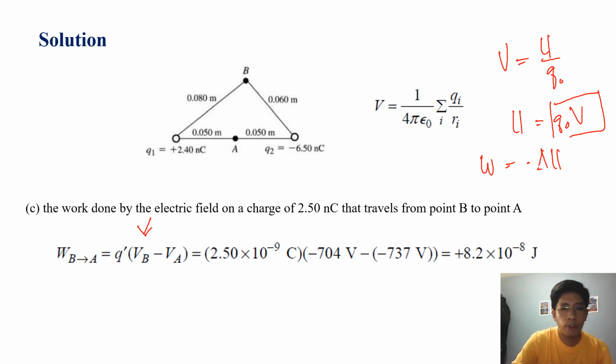So you have the work from B to A is equal to your Q prime, which is equal to 2.50 nanocoulombs, times VB minus VA. So you have 2.50 times 10 to the negative 9 coulombs. Again, we use the standard units. Times your VB minus your VA, which we have solved earlier. And that is equal to negative 704 volts minus negative 737 volts. Evaluating this one, you have the work from B to A is equal to plus 8.2 times 10 to the negative 8 joules. So you have here the work done as a charge of 2.50 nanocoulombs travels from point B to point A.